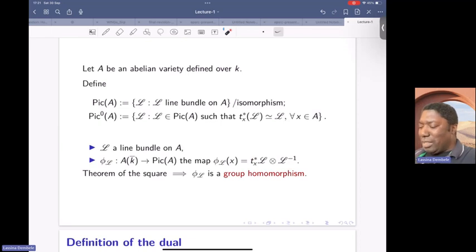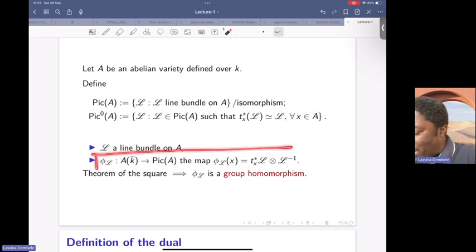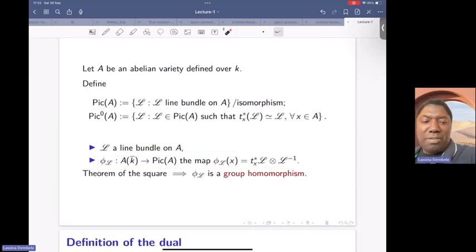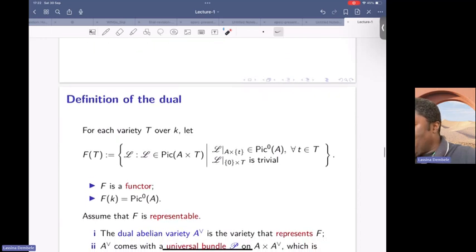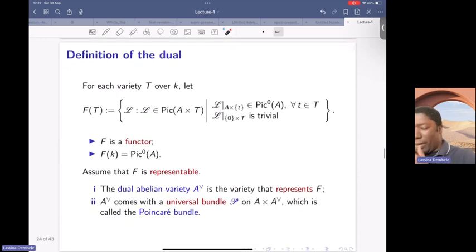And then one can easily show that this would be a group homomorphism by applying the theorem of the square, which we saw a bit earlier. So using the theorem of the square, you see that this map phi L is a group homomorphism. And we are going to need that a bit later. And now we can define what is the dual of our abelian variety.